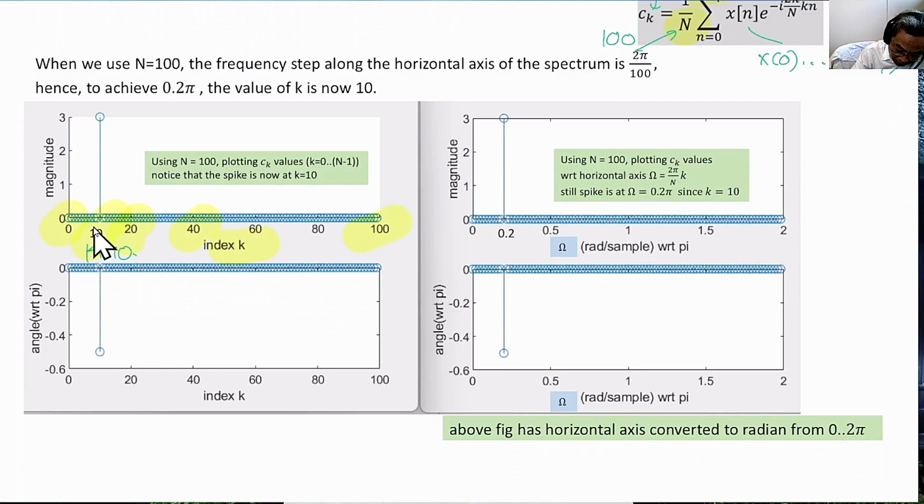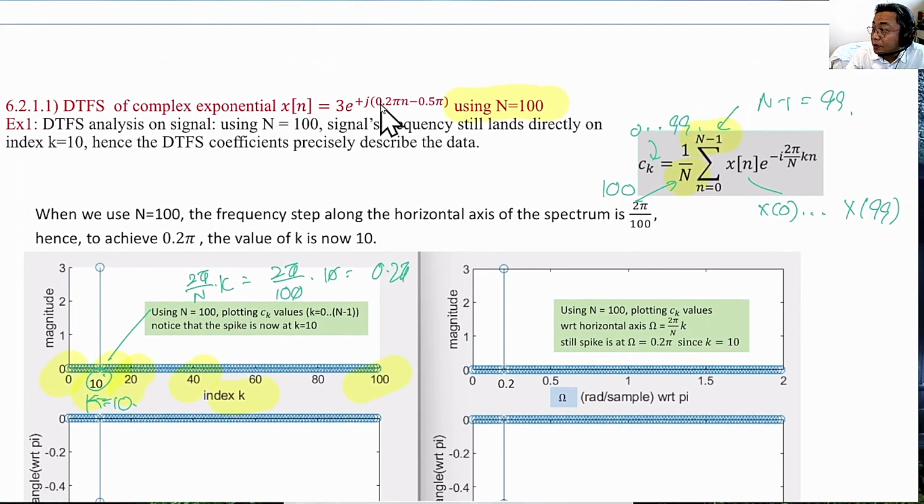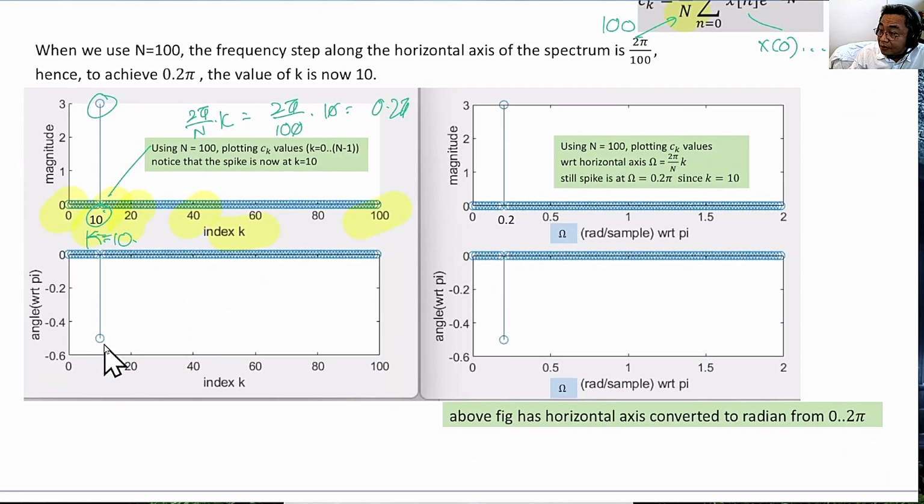So remember that this frequency is exactly 2 pi divided by N times k. So this is 2 pi divided by 100 times k, which is 10. So this is still 0.2 pi, which is exactly this 0.2 pi again. Alright, now the amplitude is still 3 and the phase is still minus 0.5 pi. Alright, so this is the figure.